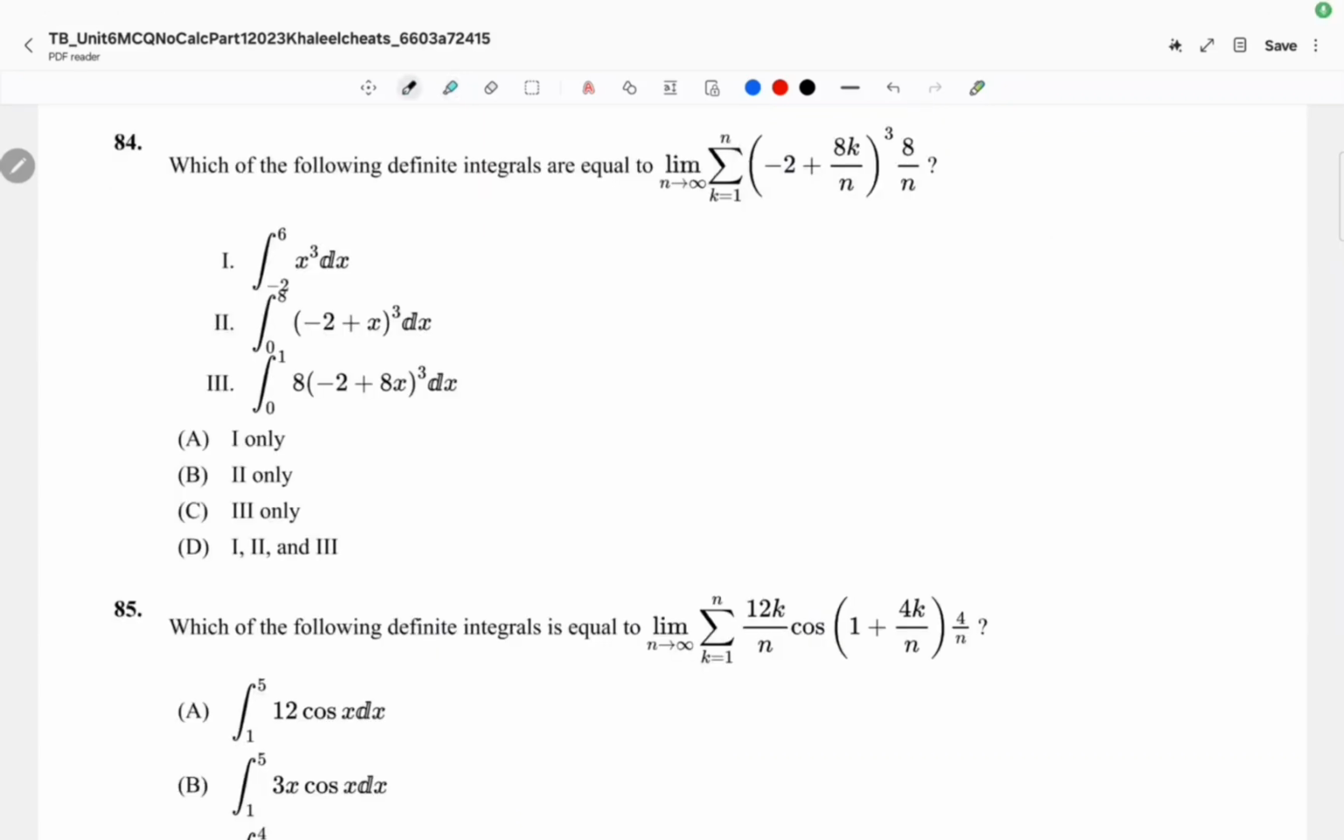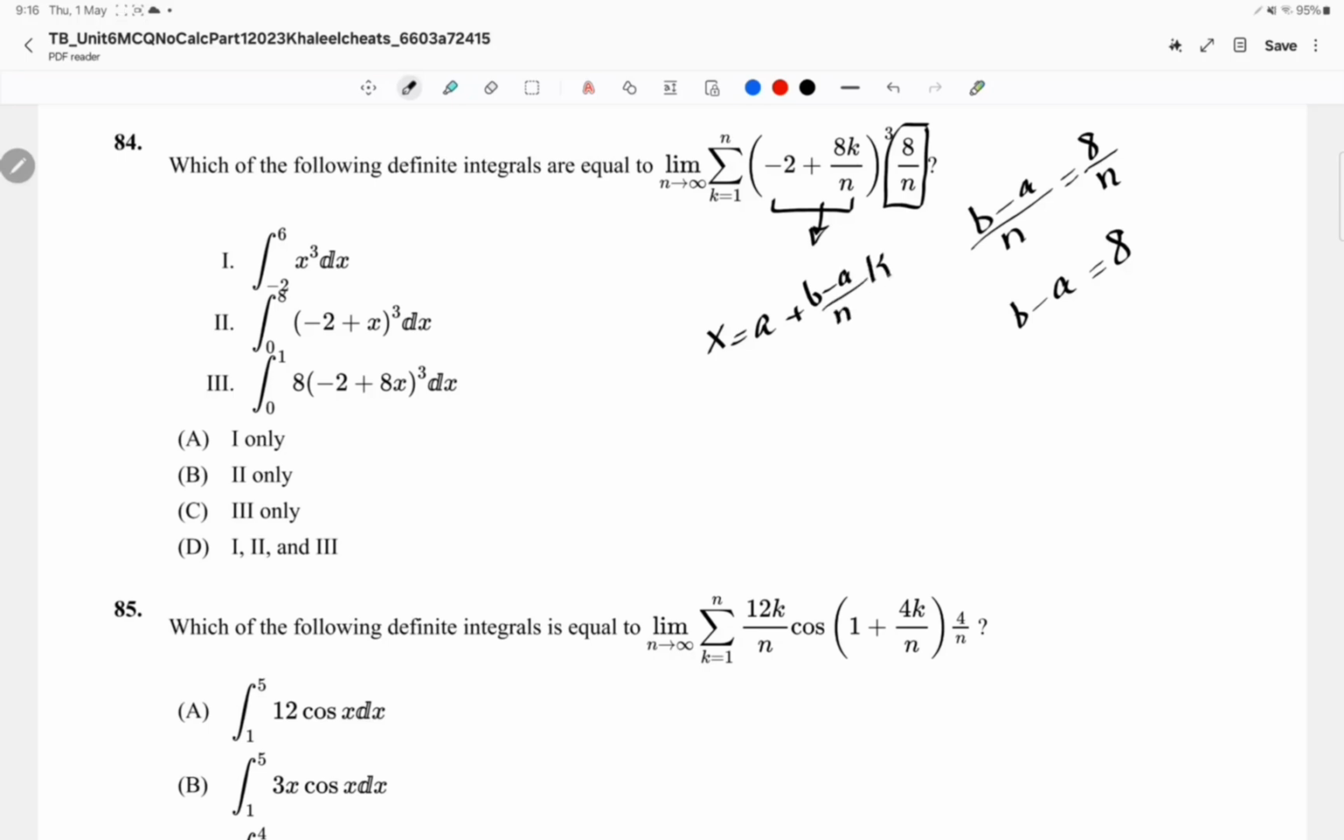Okay, so let's just start here by looking at the 8 over n. That means b minus a over n is equal to 8 over n, meaning that b minus a is equal to 8. Okay. Now, if this is our x term, that would be x is equal to a plus b minus a over nk. So that would be x is equal to minus 2 for the a, right? And then 8 over nk. And here we see a cubed. That means you would have x cubed.